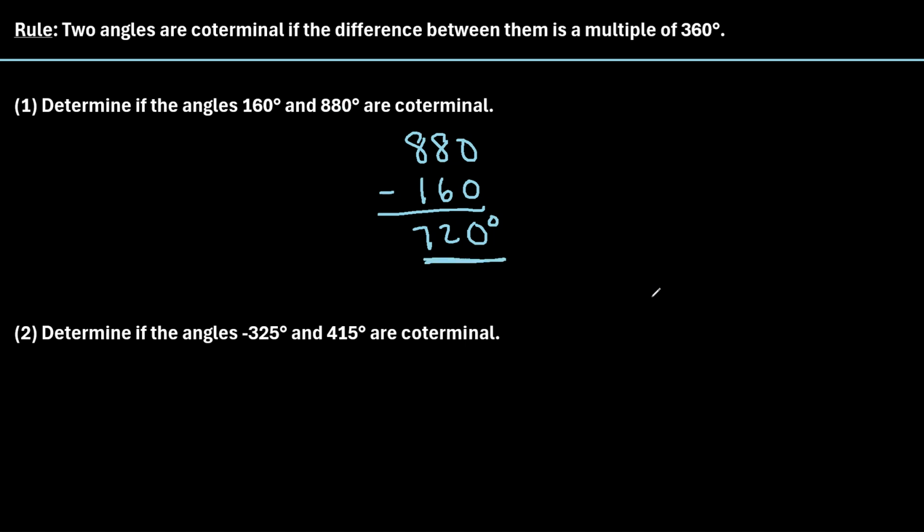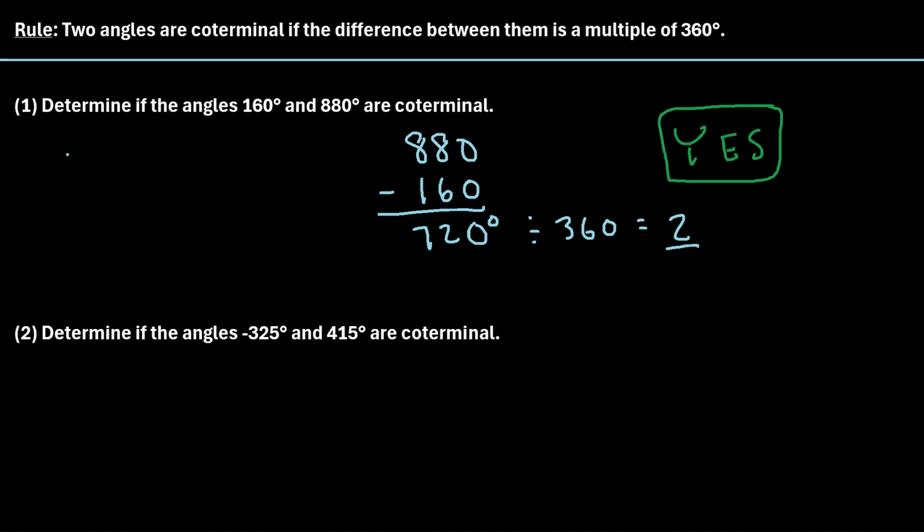We just want to know, is this a multiple of 360 degrees? Or another way of saying that is, if we divide 720 by 360, do we get an integer? Yes, we do. 720 divided by 360 is 2. So we get a nice integer as an answer. So we would say that yes, these two angles are coterminal.